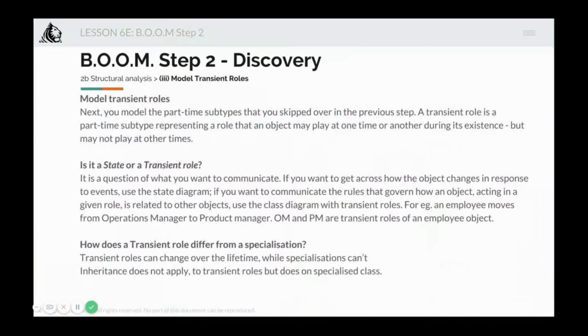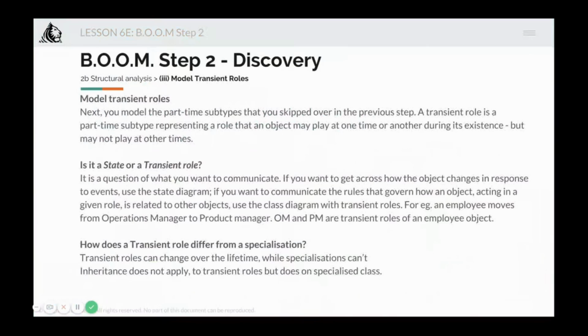Then you should model transient roles. Okay, so you model the part-time subtypes that you skipped over in the previous step. In the previous step, you just focused on the full-time subtypes. A transient role is a part-time subtype representing a role that an object may play at one time or another during its existence, but may not play at other times.